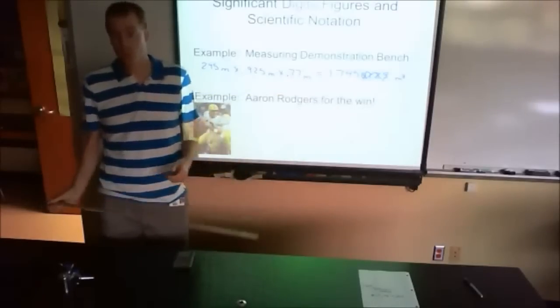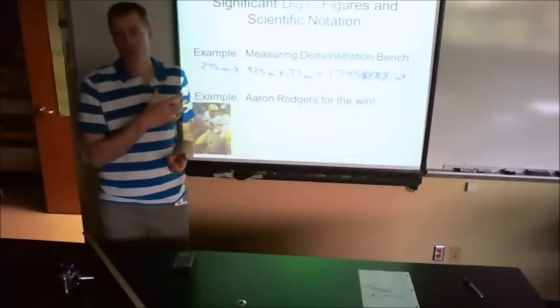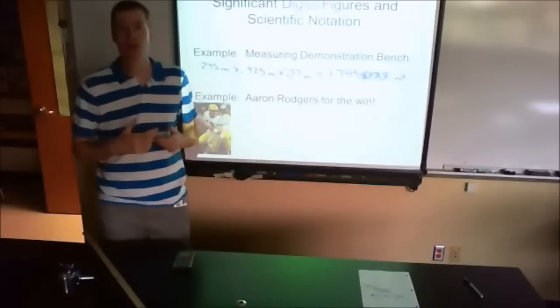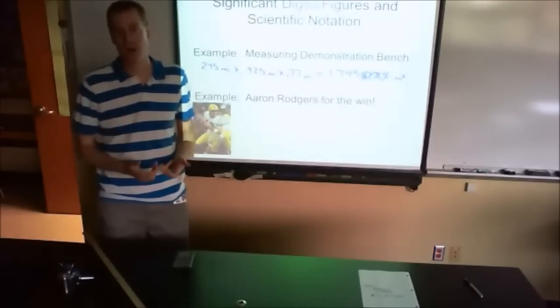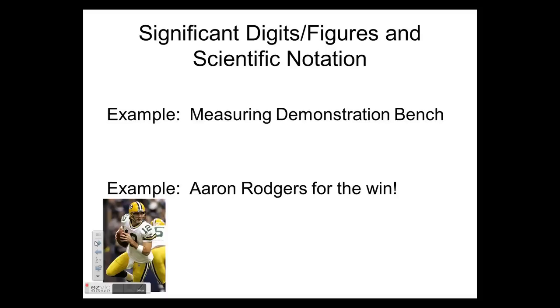Okay. There are 4 rules to figure out what digits are significant, and then some rules to apply them to adding and subtracting, and rules to apply them to multiplying and dividing. And that's what I'll show you next. Okay, now let's go on to the rules for significant digits.